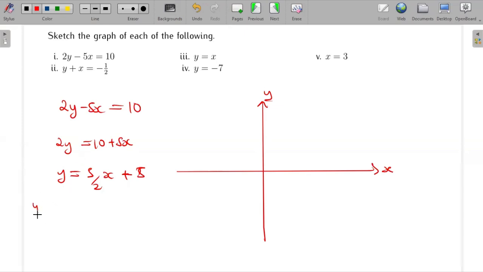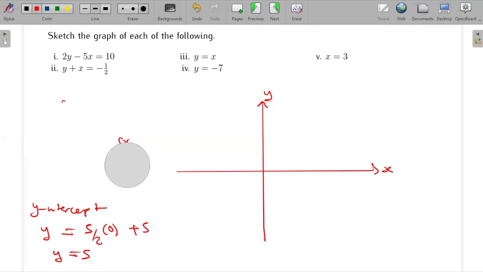So let's first find the y-intercept. We say y is equal to 5 over 2 x plus 5. Where there's x, you put 0, then plus 5. So this gives you 0, and then you just have y is equal to 5. So that's your y-intercept. And then you need to get your x-intercept.